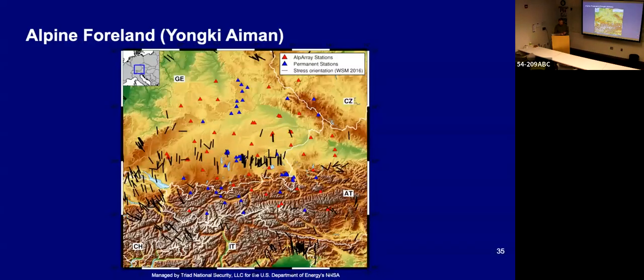We're also doing this in Europe, and this is Janke Eyman, who is a student at the University of Vienna, and he's applying this in the Alpine foreland. So this is Central Europe. Up here is Germany, down here is Austria, Italy, and Switzerland.